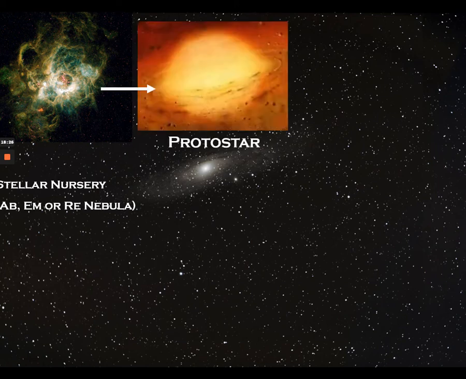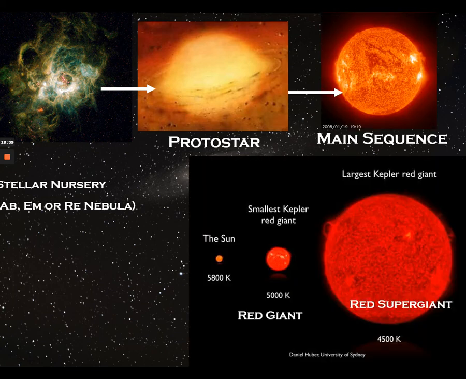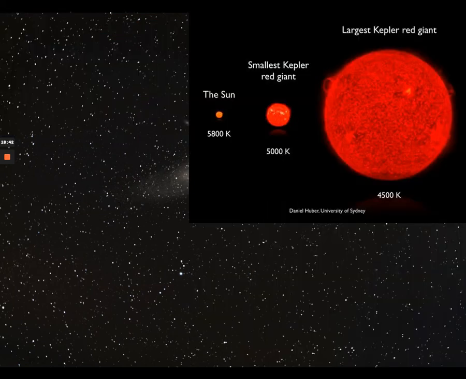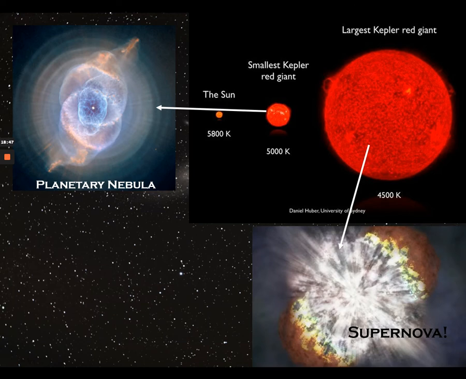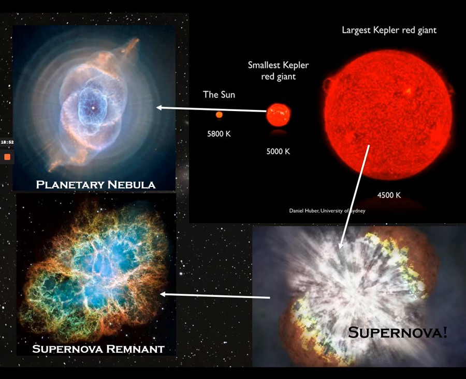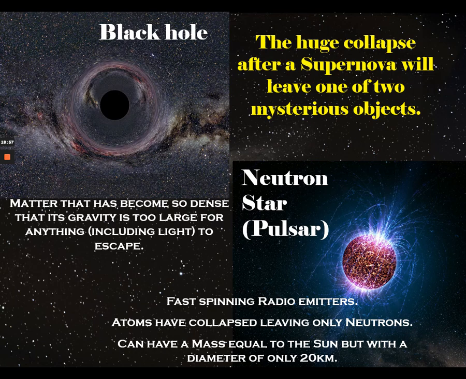So, here's the story carrying on. We have a nebula into a protostar, which goes into a main sequence star, then red giant or red supergiant, and then the red giant goes to a planetary nebula, and the red supergiant will go to a supernova explosion and then a supernova remnant. What's left in there? Well, two very mysterious objects. So the lighter of the two will be the neutron star.